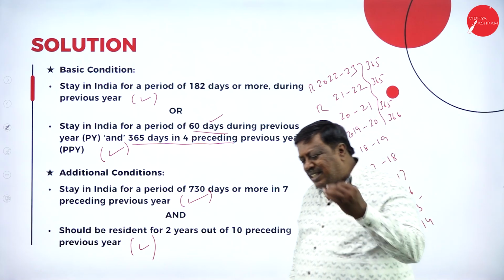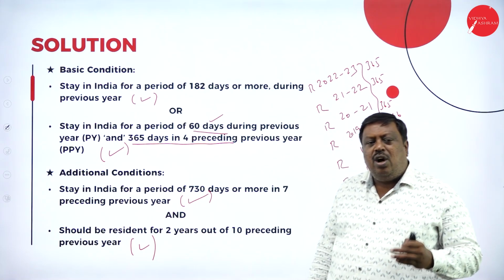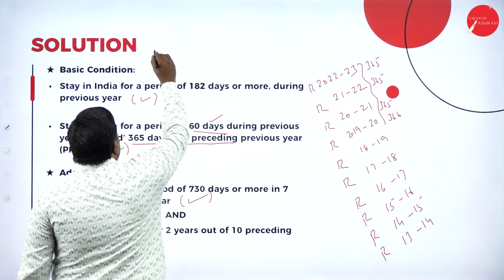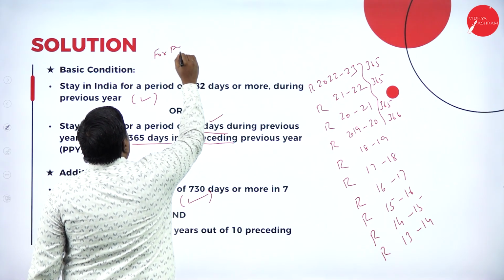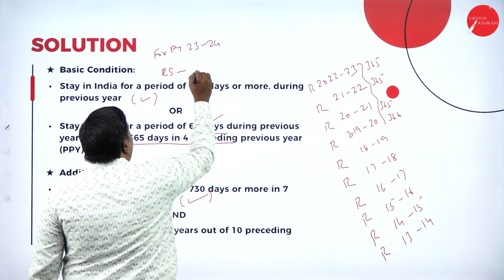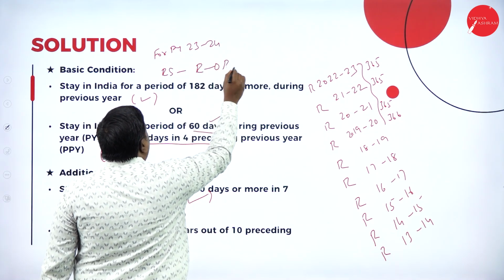2023-24. Therefore, my status will be resident, ordinarily resident. So what is my status for previous year 2023-24? It will be resident, ordinarily resident.